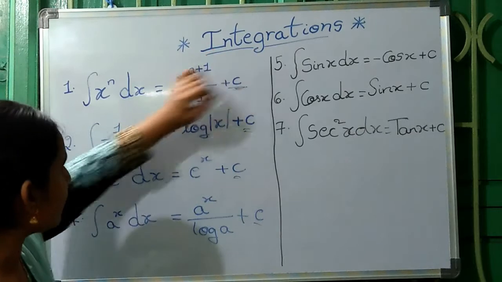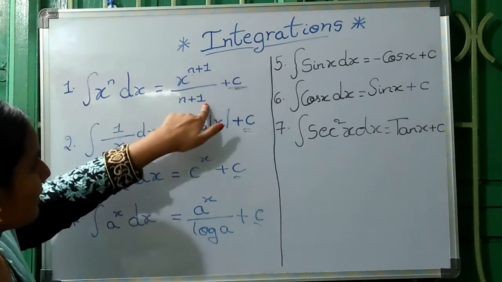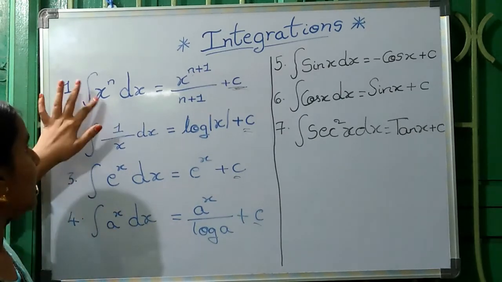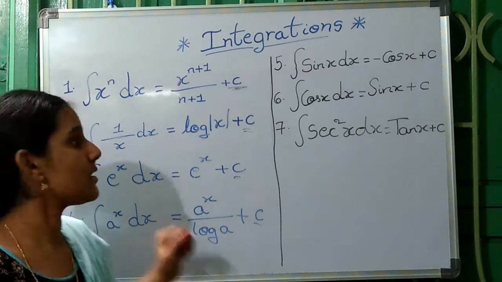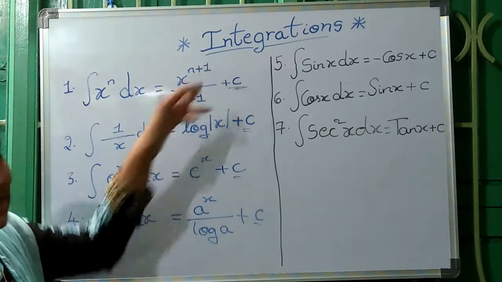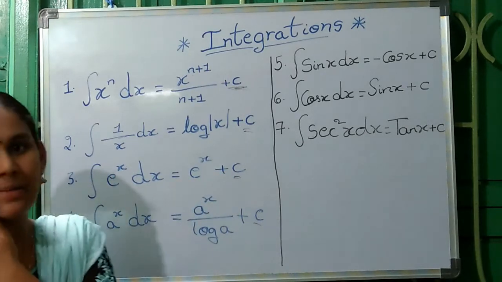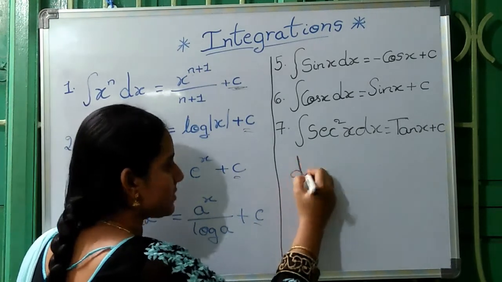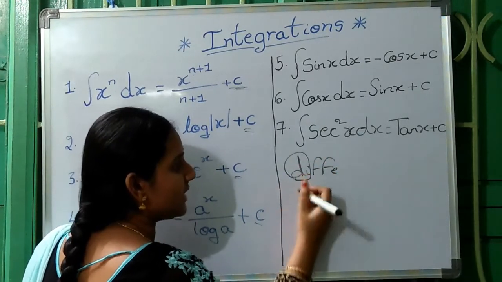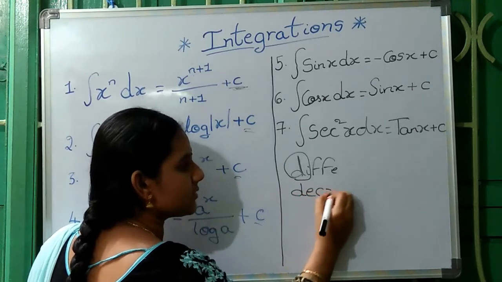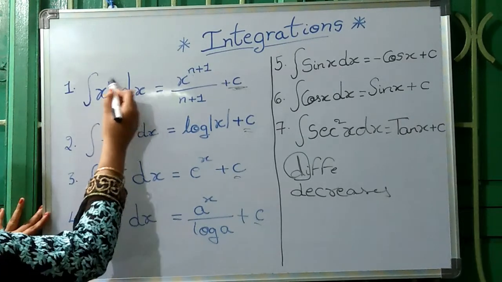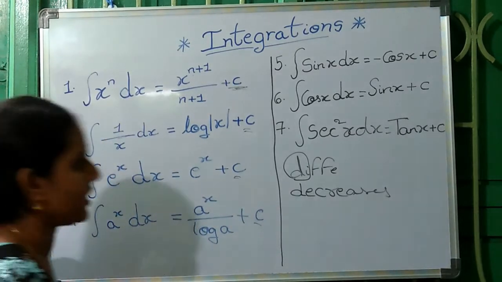If we differentiate this one, we get x power n. Whenever we differentiate, the degree of x decreases. Whenever we integrate, the degree of x increases. We can remember it like this: differentiation decreases the degree of x, that is, the value of n decreases when we differentiate.